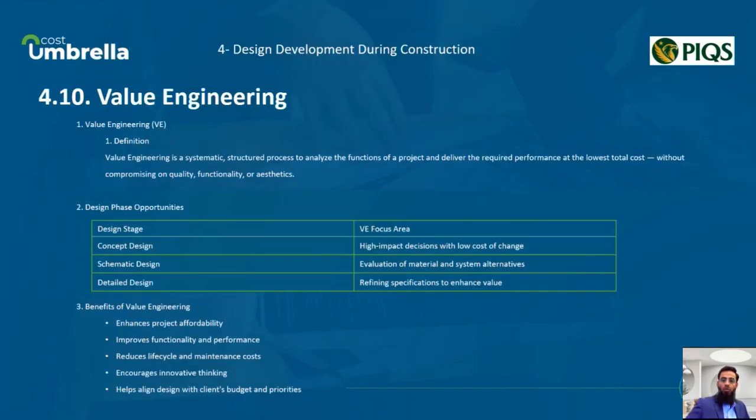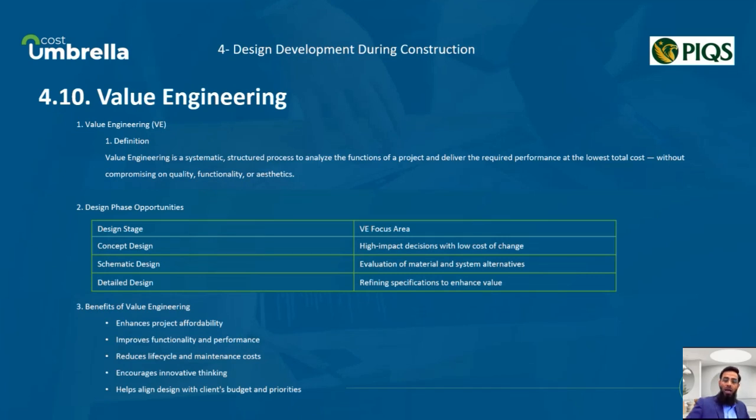Yes, let's have a look at value engineering. Value engineering in the design plays a vital role in design development by ensuring that the project delivers maximum function at the best possible value. It's not about cutting cost randomly. It's about finding smarter alternatives that fulfill the same purpose.